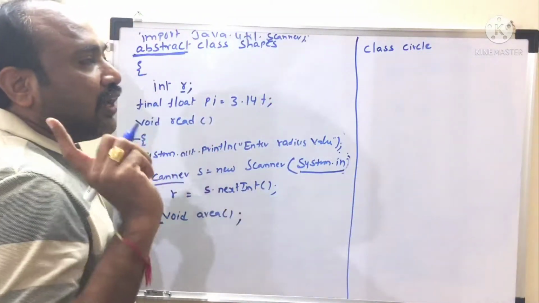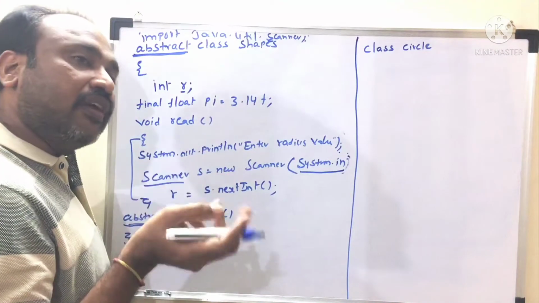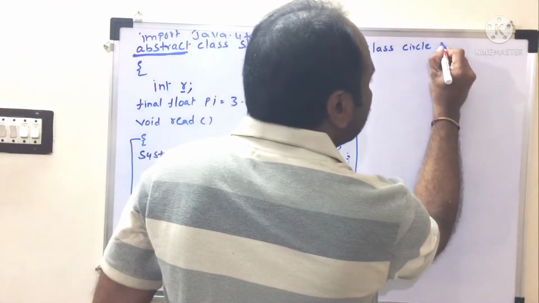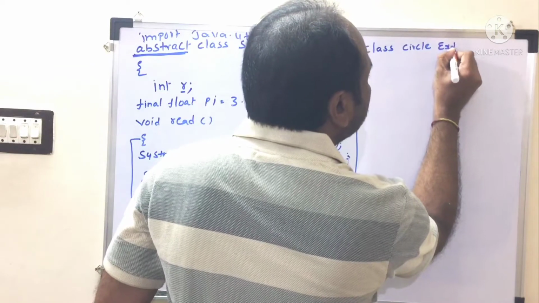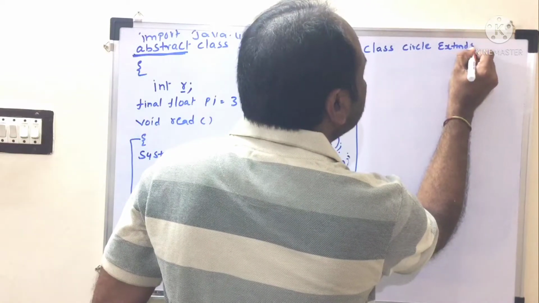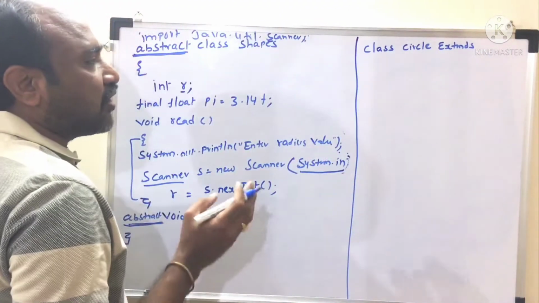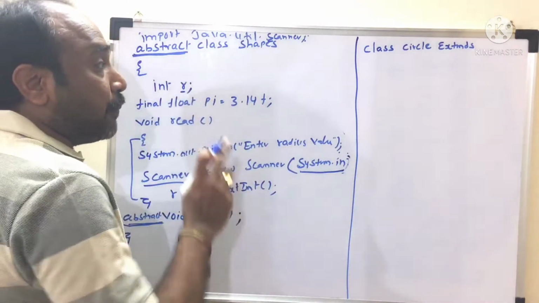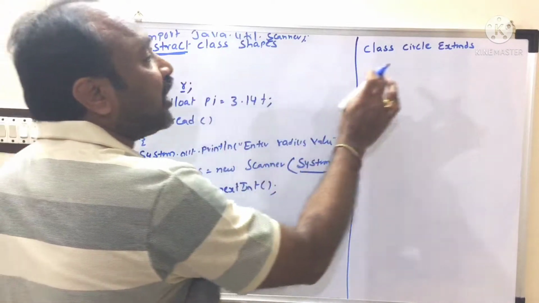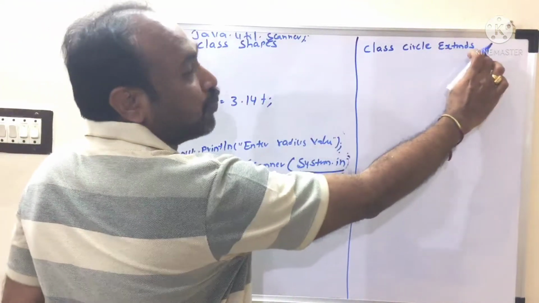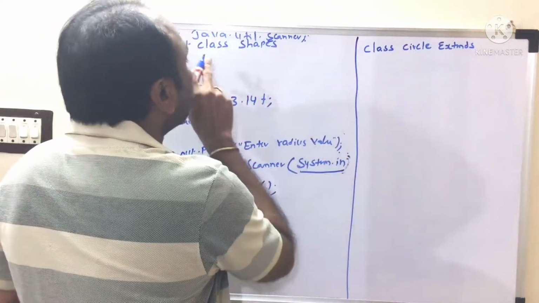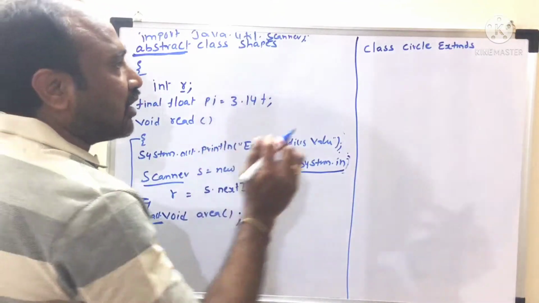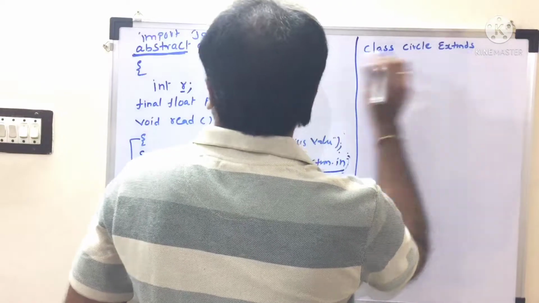To create a class from an existing class, it may be a normal class or abstract class, what keyword is used? The extends keyword is used. What is the purpose of the extends keyword? To create a class from an existing class, normal class or abstract class. But if it is an interface, to create a class from an interface, we have to use the implements keyword. But here, I am creating a class from another abstract class or normal class, so we have to use the extends keyword.